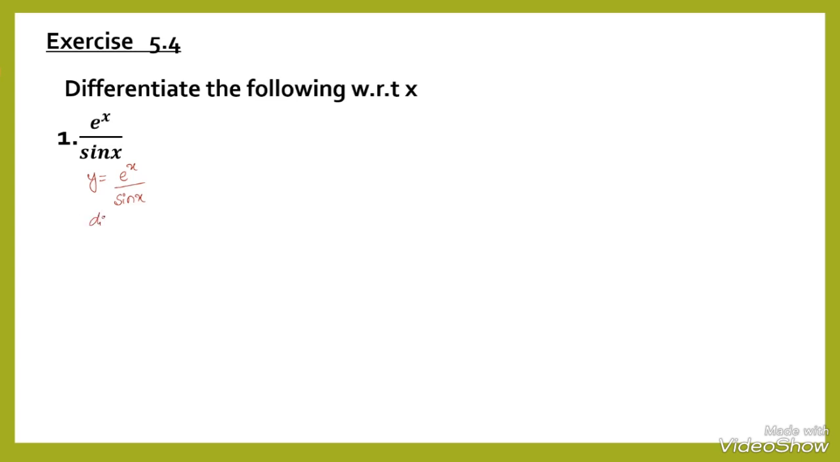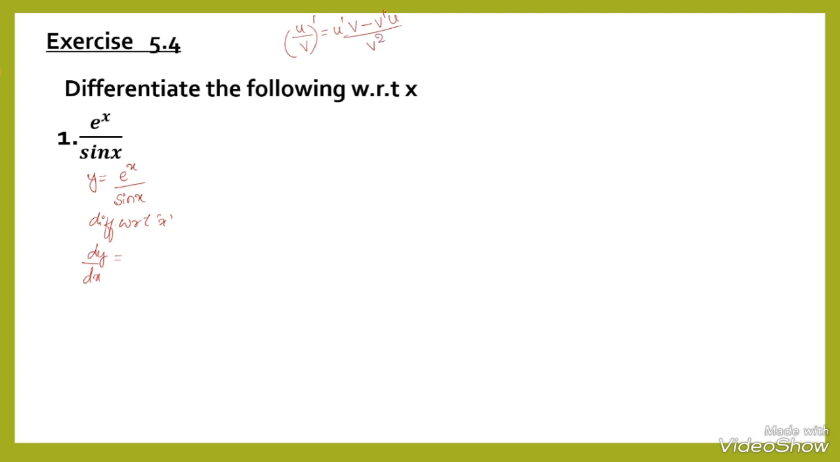Now taking differentiation with respect to x, dy by dx. Now we can observe these terms, e to the power x divided by sin x, are of the u by v form. We can use the quotient rule. Here I consider e to the power x as u, and sin x as v. Now what is the formula for u by v? That is equal to u dash into v minus v dash into u, divided by v square.